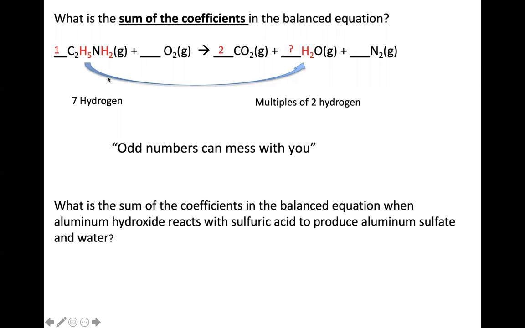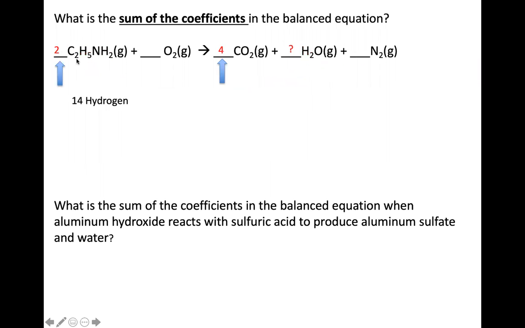Instead of having it set up with 7 hydrogens, I'm just going to double this and make this 2 and make that 4. And now I'll have an easier time of trying to balance the hydrogens, because now I see I have a total of 7 times 2, which is 14. This strategy of, well, if you have an odd number and it's messing with you, you can just double everything and that will get rid of that issue.